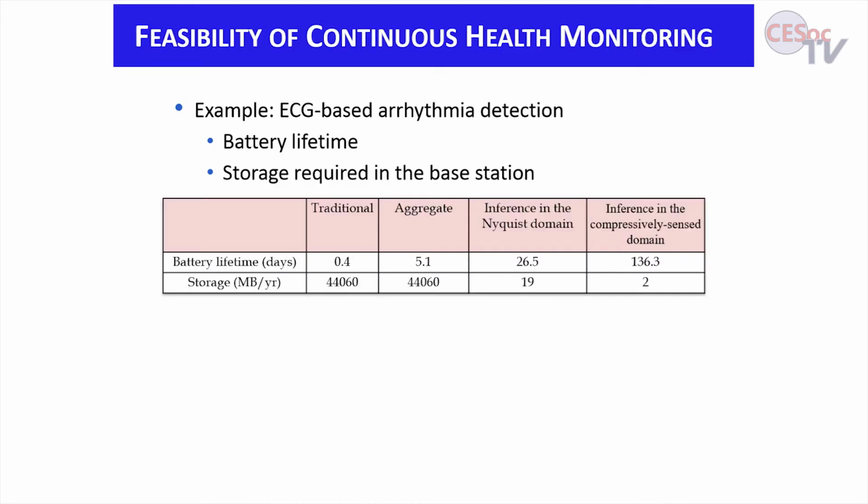But the traditional ECG-based sensor, and this is for arrhythmia detection, the battery lifetime, as we saw earlier, was only 0.4 days. And for 1 year of data, it's about 44 gigabytes for this one sensor, for this one application. If you aggregate, it's still 44 gigabytes per year, but now you've increased the battery lifetime a little bit.